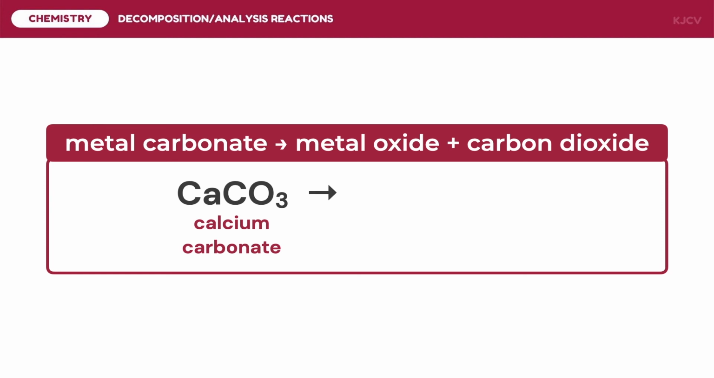For the last example, we have the decomposition of calcium carbonate. The metal oxide product of this decomposition reaction will be derived by identifying the metal and its charge from the metal carbonate reactant. This is calcium. It has a charge of +2. It will form an oxide compound with oxygen that has a charge of -2. Thus, we have CaO or calcium oxide.